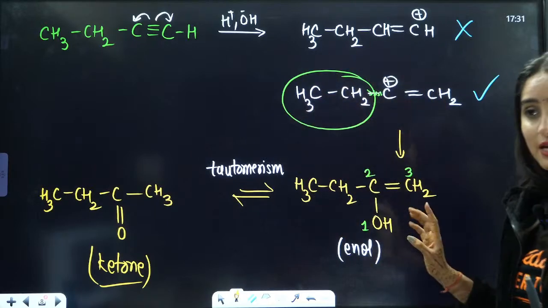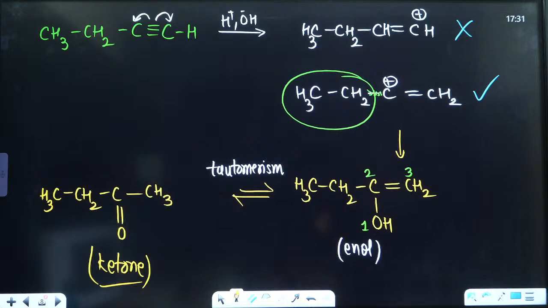Understood this whole process? Guys, are you able to understand this whole process or not?